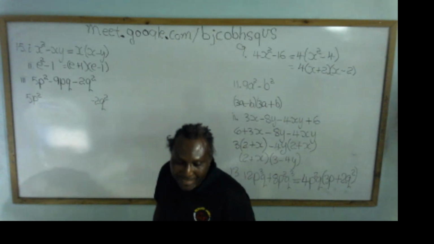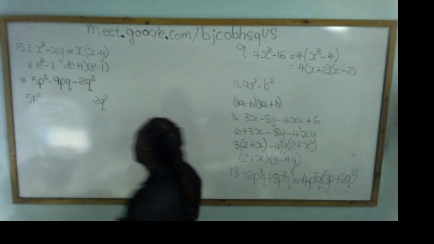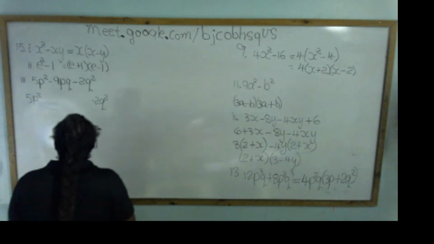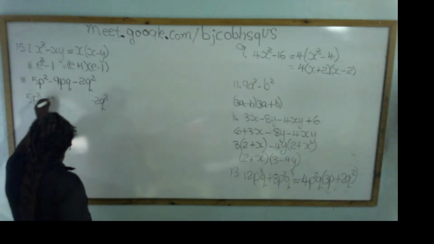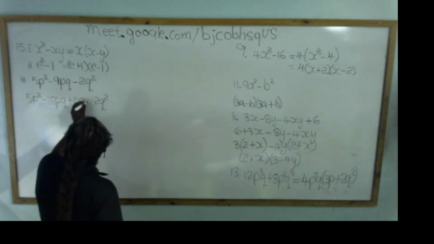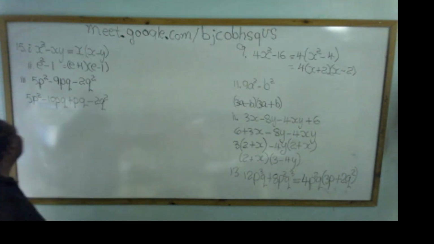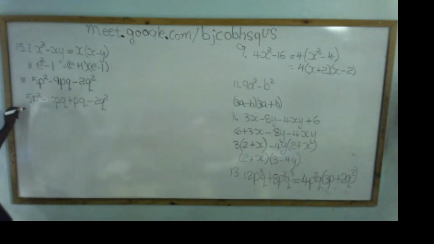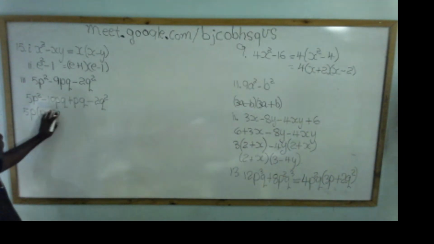Negative 10 and a positive 1. Minus 10pq plus pq minus 2p. So let's go. Common factor here, 5p. Then the 5 will cancel and p into p squared is p. And then 5 into 10 is 2. The p's will cancel and we'll have the q.